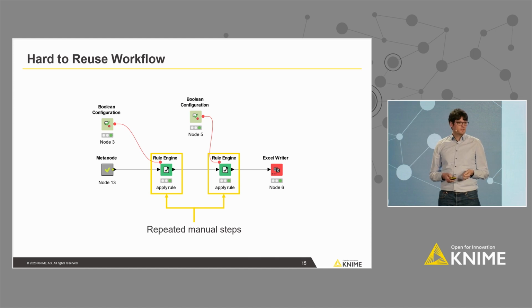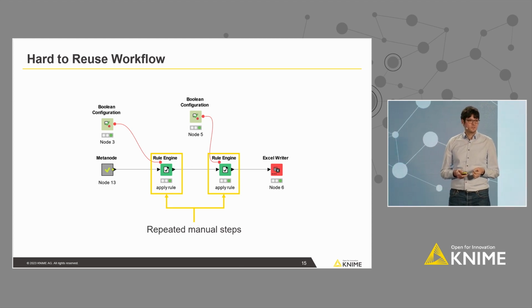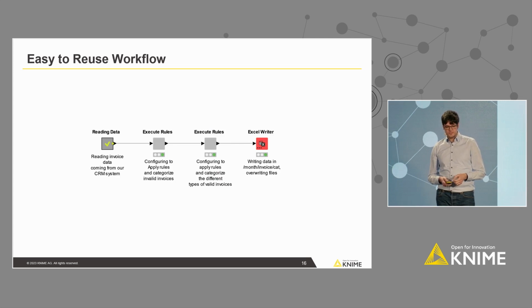Then we have repeated manual steps. So I've copied the rule engine node. Even so, the content is the same because it reacts to this Boolean configuration node. It's the same logic twice. So if I refactor that workflow, then it looks like this. So it's much nicer now.